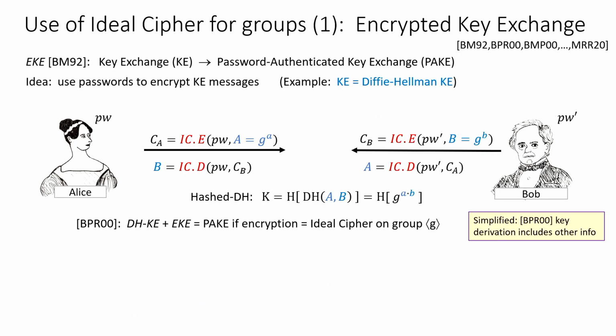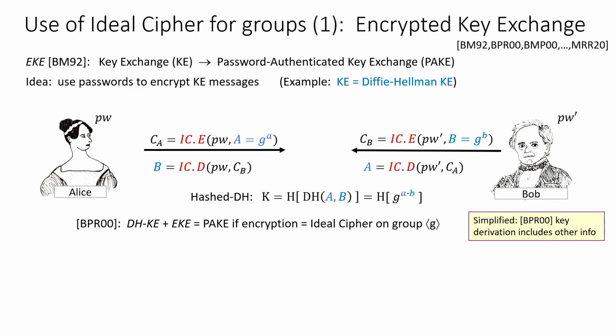Okay, so first, a beautiful protocol by Bellovin and Merritt, Encrypted Key Exchange, and in 2000, Bellare, Pointcheval, and Rogaway showed that if the encryption is an ideal cipher, then this is a password authenticated key exchange. So how does it work? You have a key exchange, for example, the Diffie-Hellman key exchange. So that's the blue stuff. Alice creates g to the a, Bob g to the b, they exchange and compute their joint key. But you add a layer of password encryption. So Alice doesn't send g to the a in the clear, she encrypts it under the password.